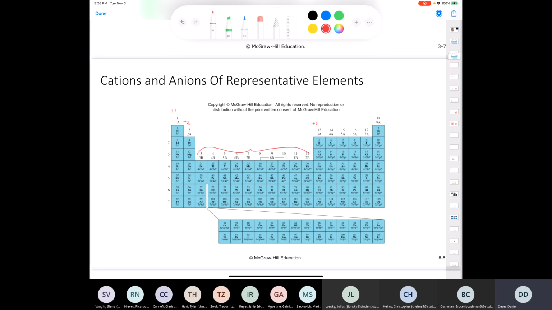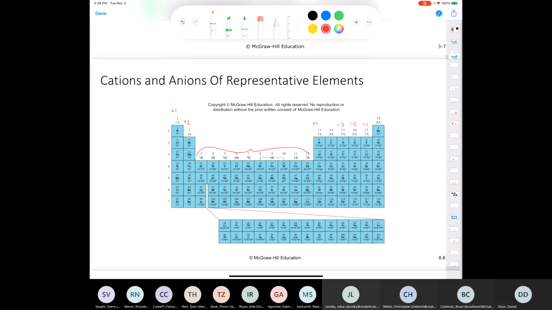I'm going to go all the way over to group 7A. The elements in group 7A always like to have a -1 charge. In group 6A, they like to have a -2 charge. And in group 5A, they like to have a -3 charge. Now, you need to be fully aware of all these charges that I've written above these groups, 1A, 2A, 3A, 5A, 6A, and 7A. If you're wondering how am I going to remember that?